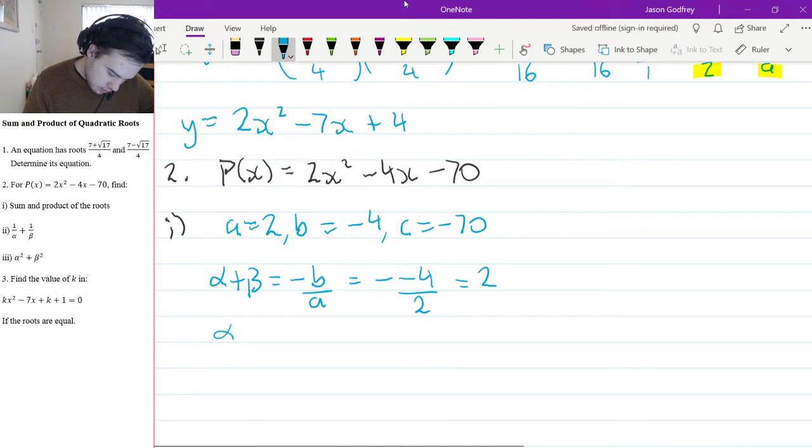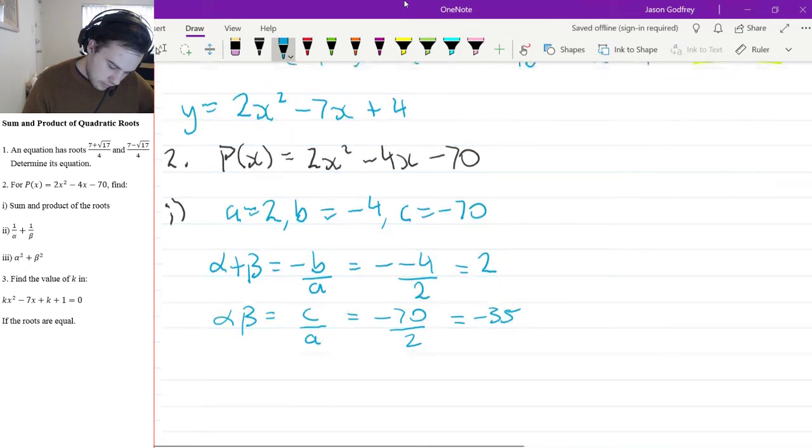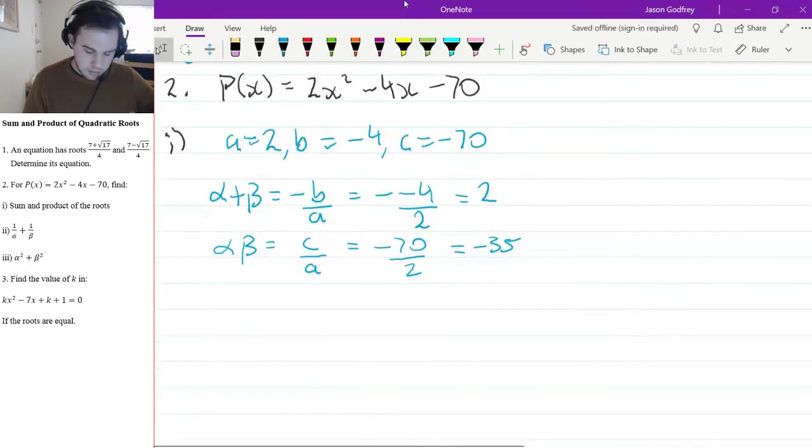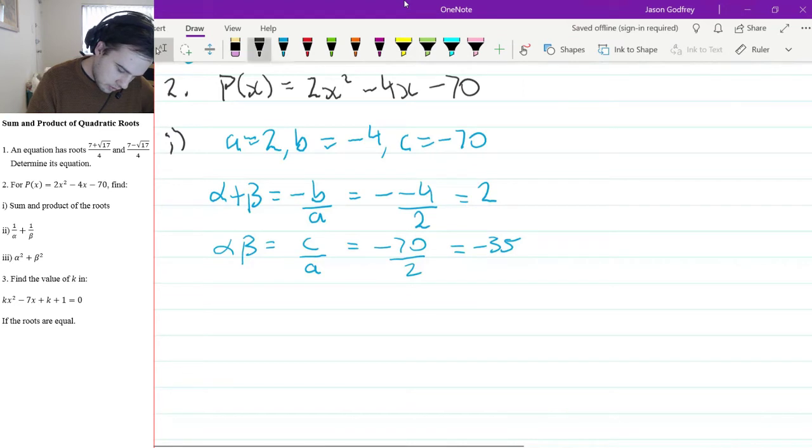And the product of the roots, alpha times beta, will be c on a, which is negative 70 on 2, which is negative 35. So that's just using the expressions for the sum and the product.